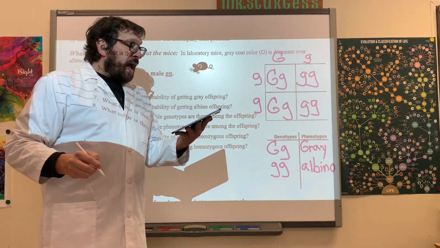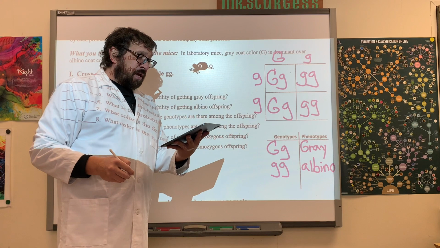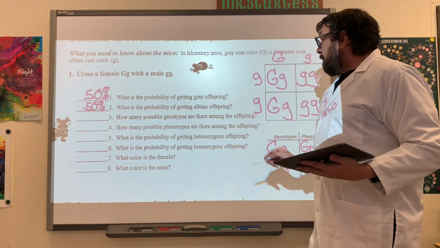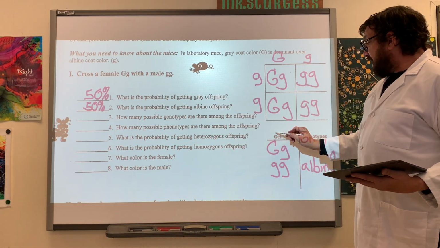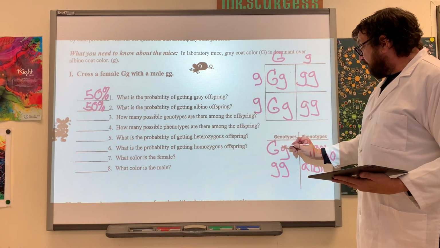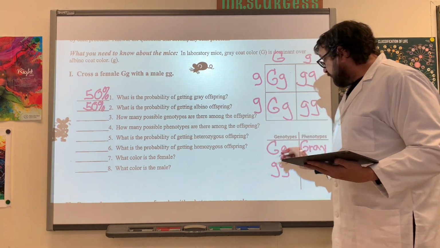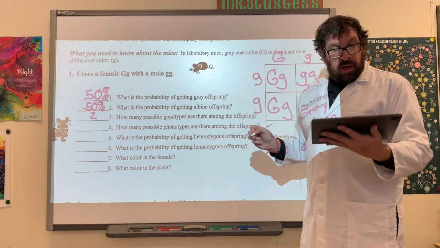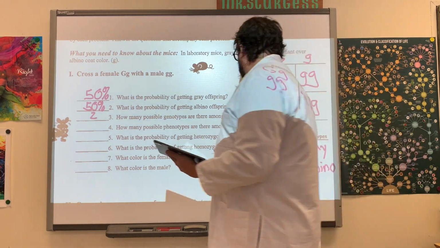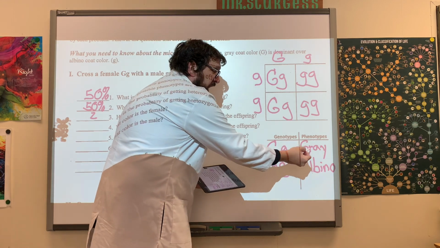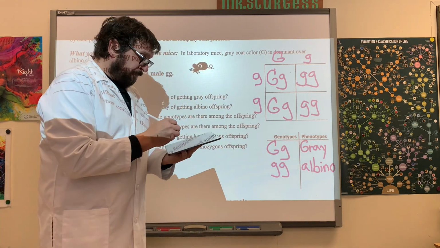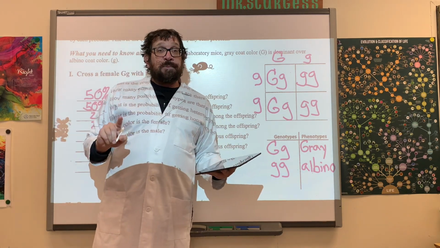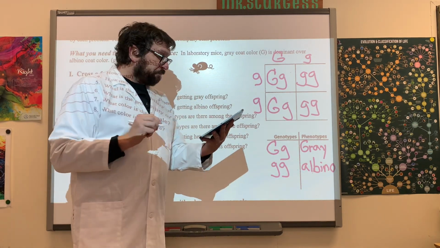Third question, how many possible genotypes are there among the offspring? We figured it out. There are our genotypes there. We have two different types of genotypes. Simple answer. How many possible phenotypes are there? There are our phenotypes. We've got 1, we've got 2. Now, keep in mind, the genotypes and the phenotypes don't always have to be the same.